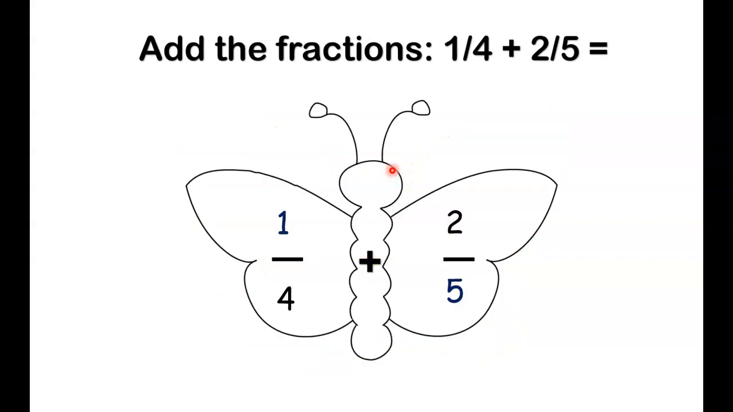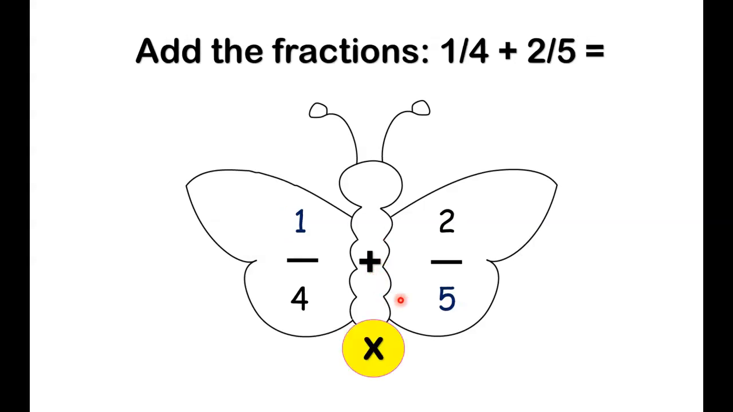So let's start by drawing your butterfly. And no, it doesn't have to be perfect. No, you don't have to be an artist either. But of course, you can have your butterfly looking prettier than mine. Just ensure that you have enough space on your butterfly wing for your fractions, and in the butterfly's abdomen, enough space for your addition symbol. And right below, you will be writing your multiplication sign.